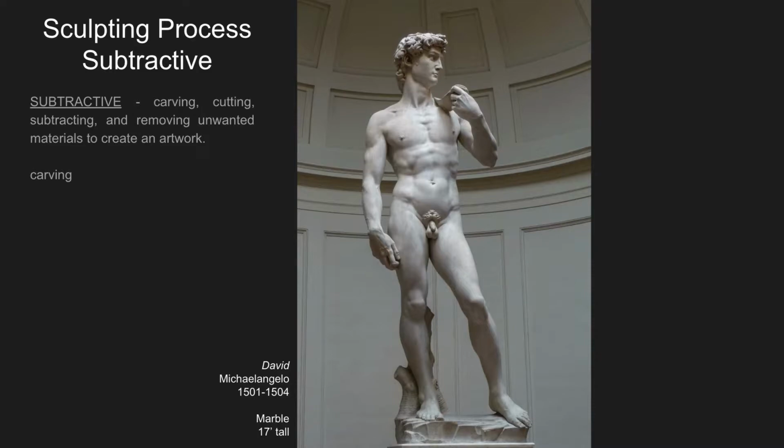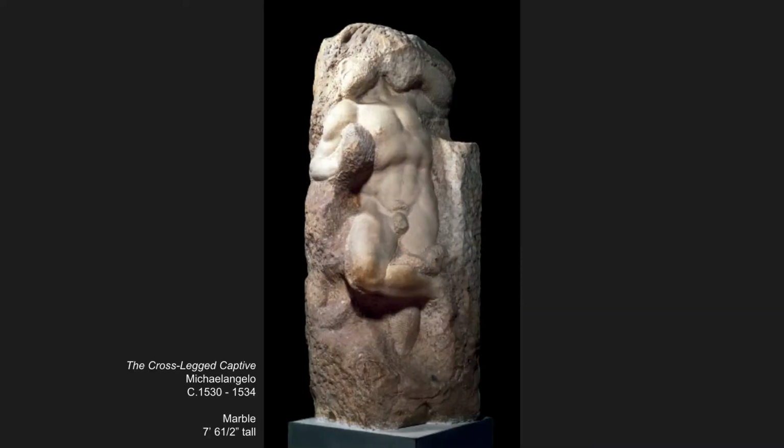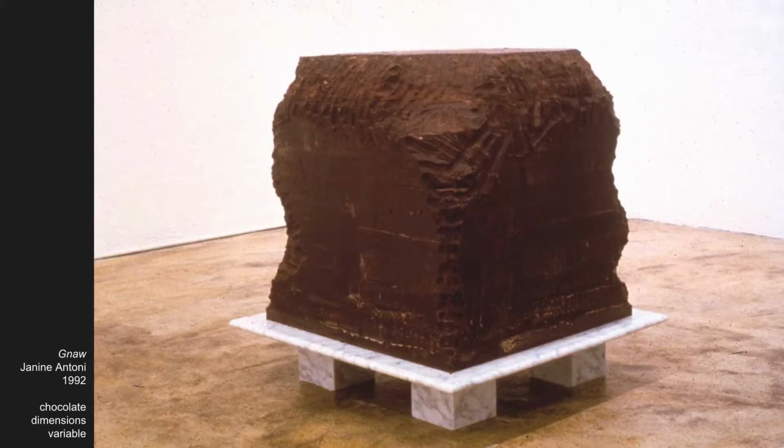All right, so additive process is different than the subtractive process. Subtractive process mainly refers to carving. So that's stone carving or cutting or essentially just removing of material. So in this instance of this marble sculpture, Michelangelo, the artist, went in and he took away everything that wasn't his sculpture. He carved it out and subtracted material. Another subtractive sculpture by Michelangelo.